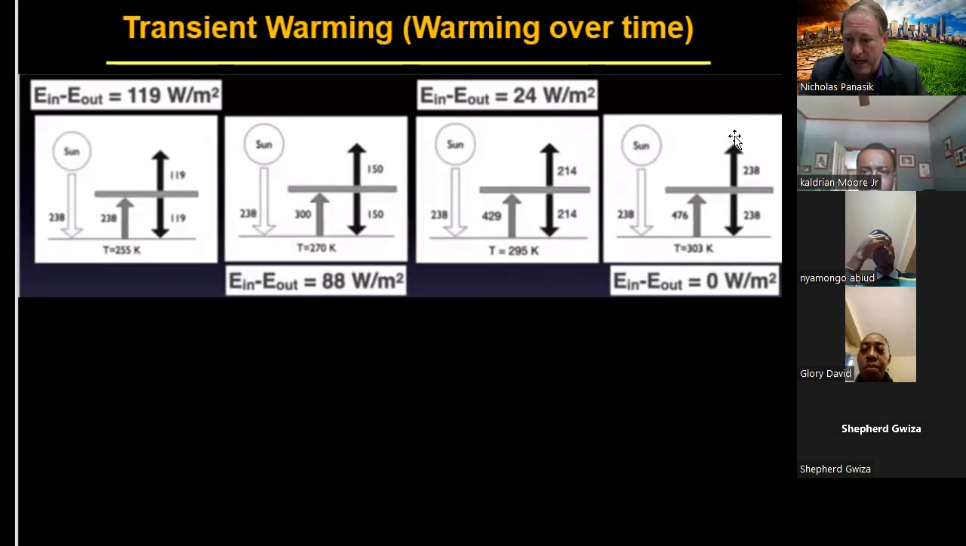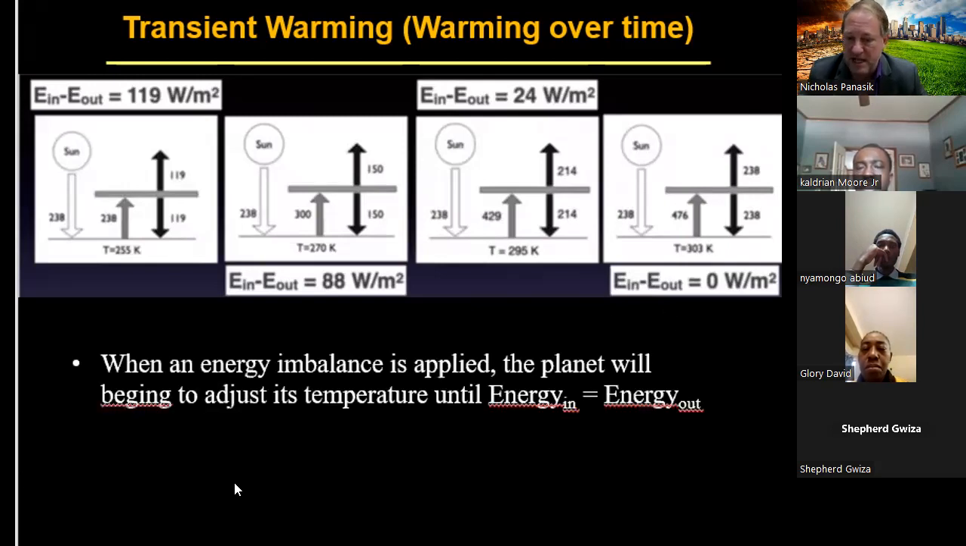What amount of energy is going out? That's half of what's going in this atmosphere layer. So if that's 238, this has to be 476. And then you can tell what temperature does the planet have to be putting out at 476. And that's 303 degrees Kelvin. And that's when energy in equals energy out.